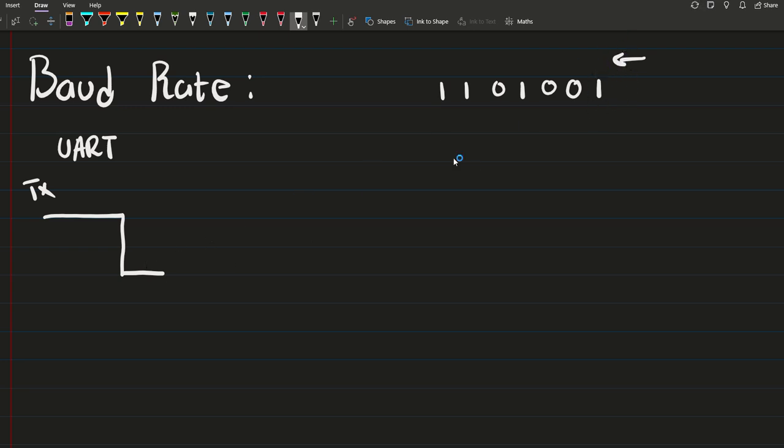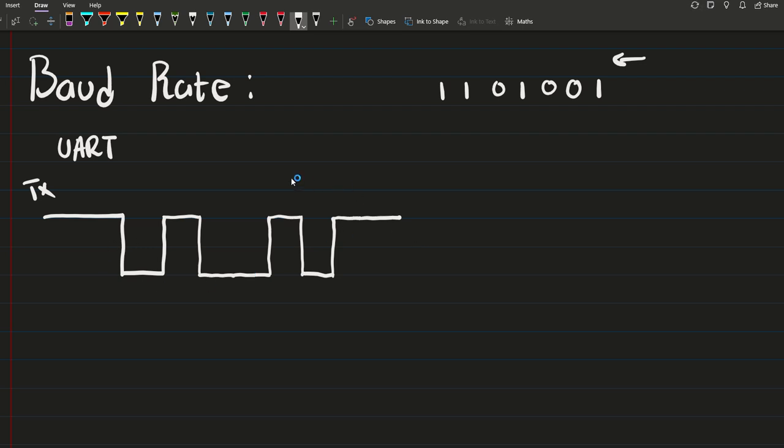The first bit is 1, so we go up. The second bit is 0, we go down. The third bit is also 0, so we stay down. The fourth bit is 1, we go up, just like that. The fifth bit is 0, we go down, and then the sixth bit is 1, we go up. The seventh bit is 1 as well.